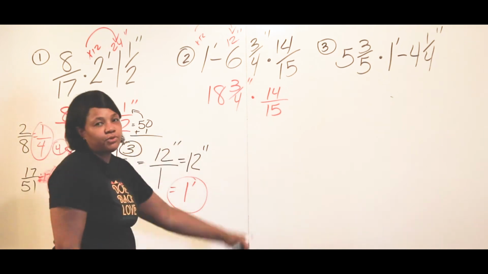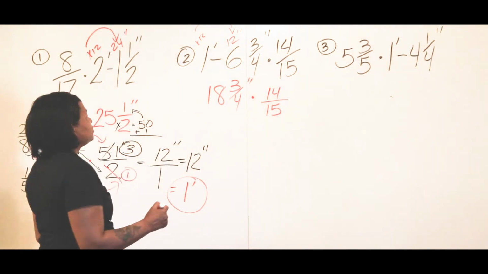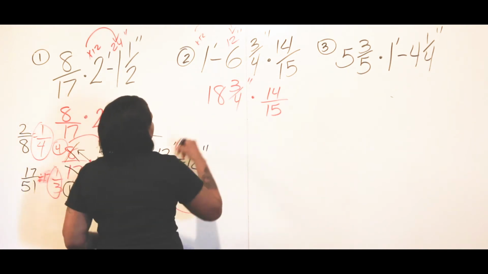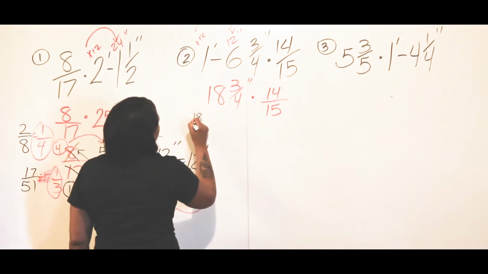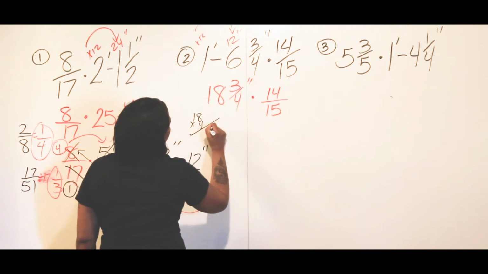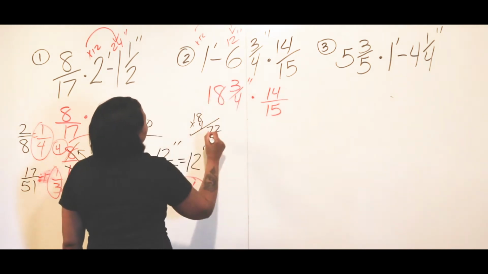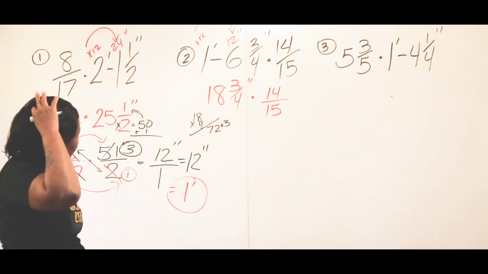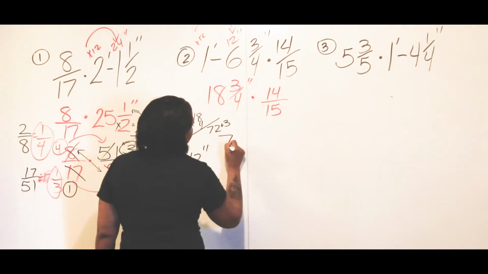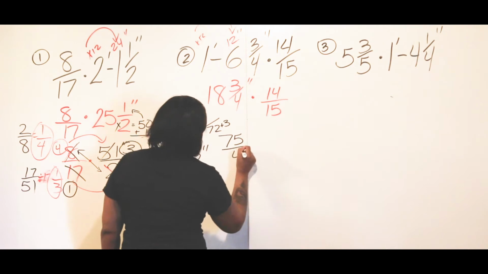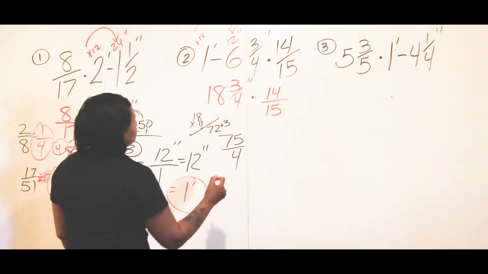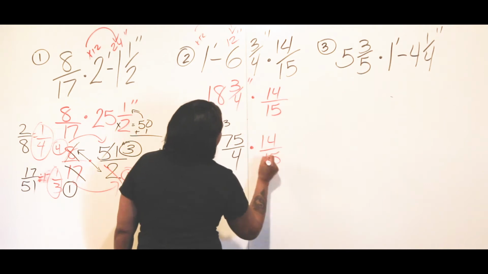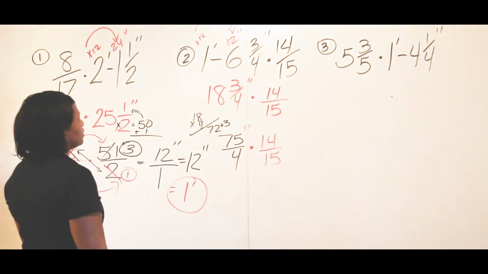So 18 times 4 is 72. So we'll take the whole number. I'm going to do it here. Take the whole number, multiply by the denominator. We got 72. Add the numerator, 75. And the denominator stays the same. So now we got 75 over 4 times 14/15. And let's top that off with them inch marks.